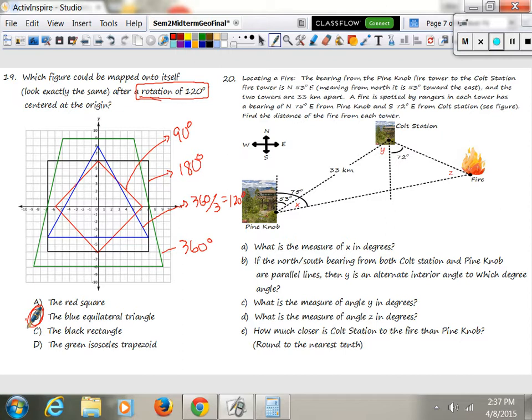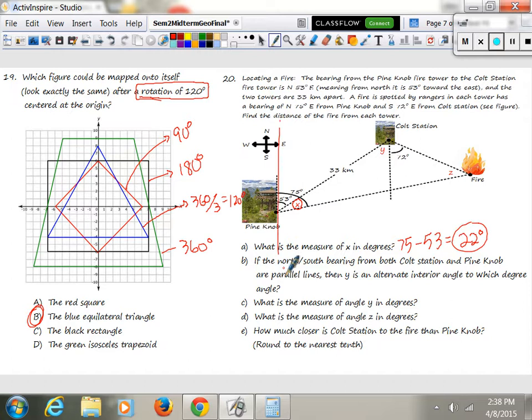All right, number 20. We've got a fire here. We want to see which one is closer by how much. Well, actually, we know Colt Station's closer. They want to know how much closer it is. So what is the measure of x? Well, that would be just 75 minus 53. The whole thing is 75. This piece is 53. So what we need left over is 22 degrees. So that would be your first one.